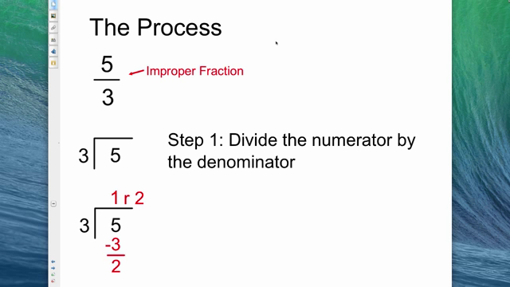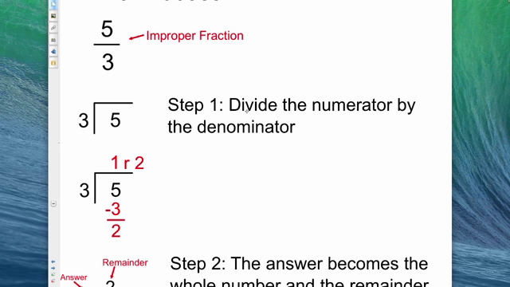Now, when we convert an improper fraction into a mixed number, we have to go through a small process. The process begins by taking our improper fraction, in this case 5/3, and we do a few different steps to it. The first step is we divide the numerator by the denominator. So we take the denominator and put it on the outside of a division bar and the numerator inside. When we divide 3 into 5, we end up with the answer 1 remainder 2. Now, we actually do want a remainder on this answer. We don't want a decimal answer.